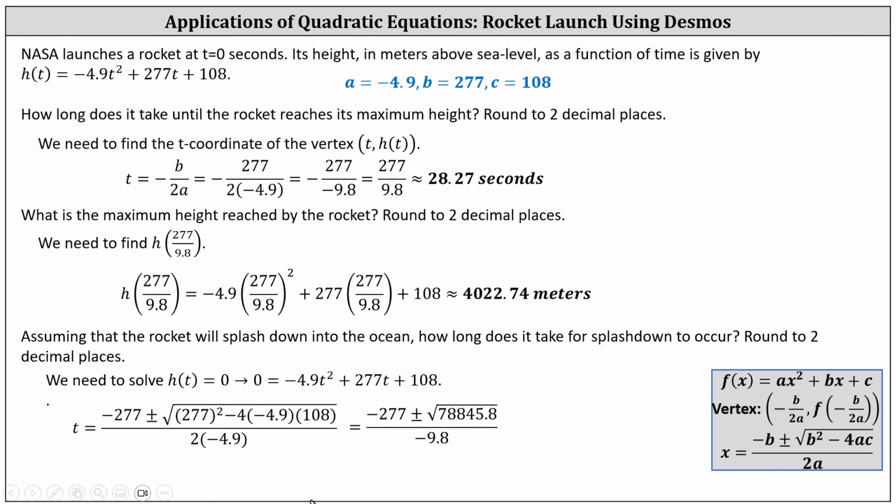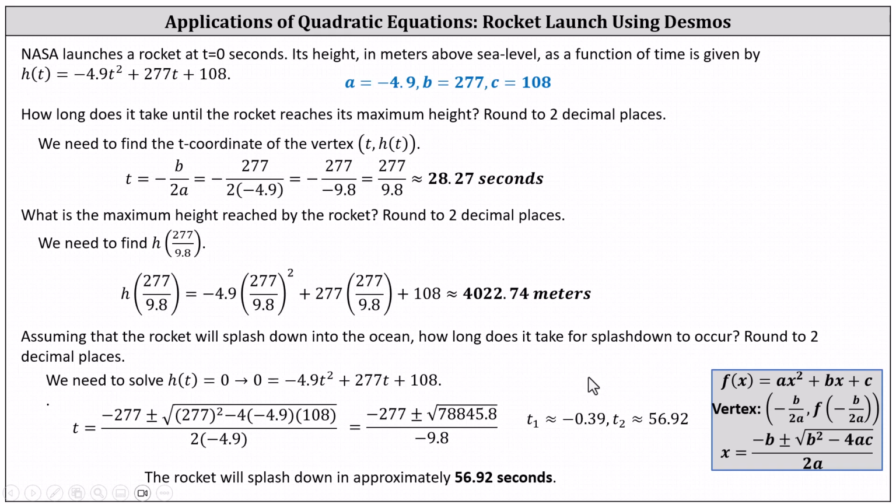Notice this will give us two values, one when we use addition and another when we use subtraction. But of course we know time can't be negative, so we can throw out t sub 1, which is approximately negative 0.39, and use t sub 2, which is approximately 56.92 seconds. Which means we now know the rocket will splash down in approximately 56.92 seconds.